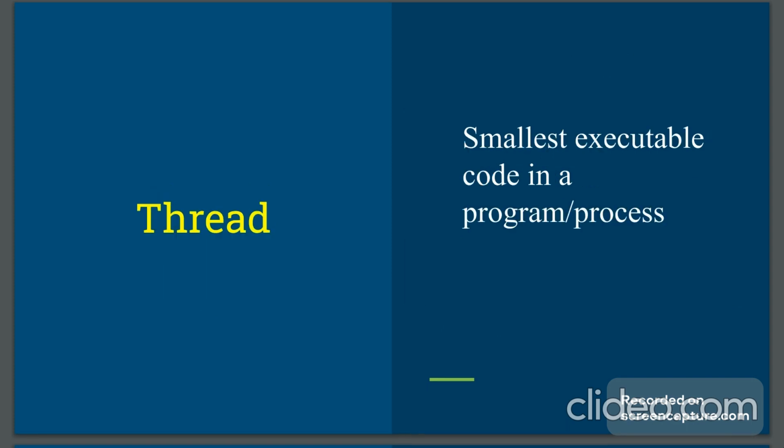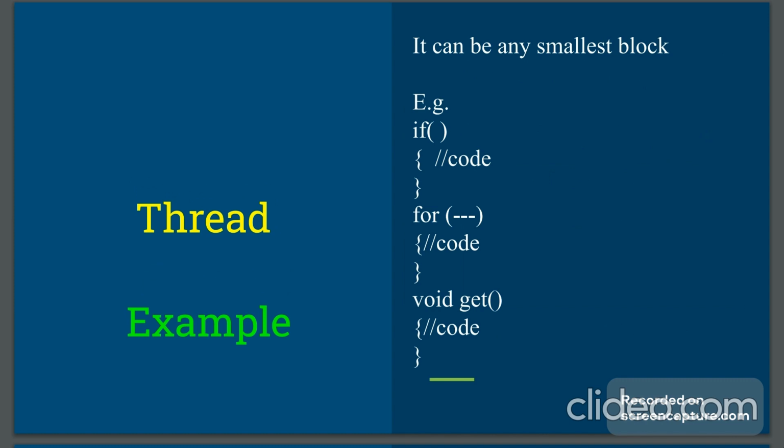The next term is a thread. A thread is the smallest executable code in a program or process. Obviously, program and process are the same thing. Unless and until it is closed, it is a program, and when it is in execution, it is a process. But both are the same thing. So, a thread means the smallest block of code written in a program or process.